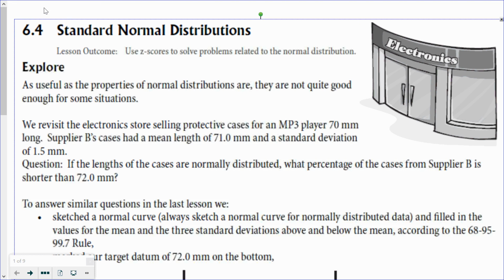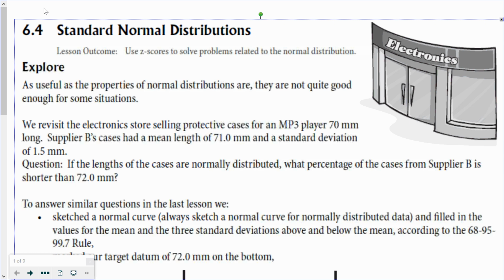So there's not another set of notes. We're just going to work through the statistics book for this one. So it says, as useful as the properties of normal distributions are, they are not quite good enough for some situations. So we're going to look back at that electronics store selling protective cases for an MP3 player that is 70 millimeters long. Supplier B's cases had a mean length of 71 millimeters and a standard deviation of 1.5 millimeters.